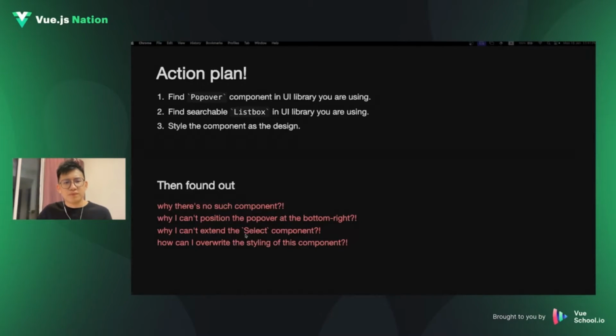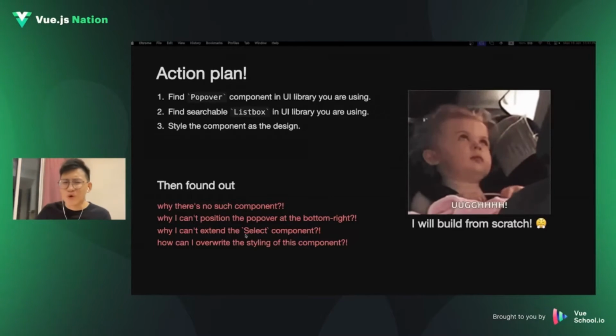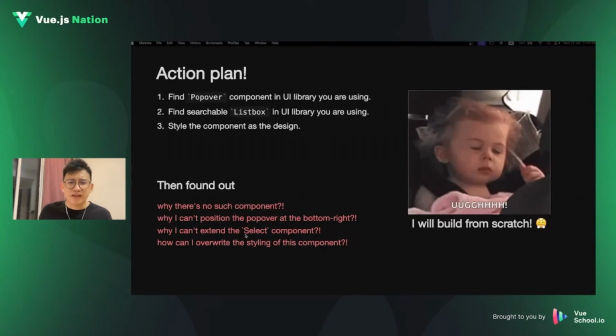Number four, how can I override the styling of this component? Most of the time in a UI library, we have a very prefixed design. But look at the component just now, it seems like it's not so default, or we might need to override some styling. And most of the time, we have to put an exclamation mark in front of our styling if you are using Tailwind CSS. So that's what we felt.